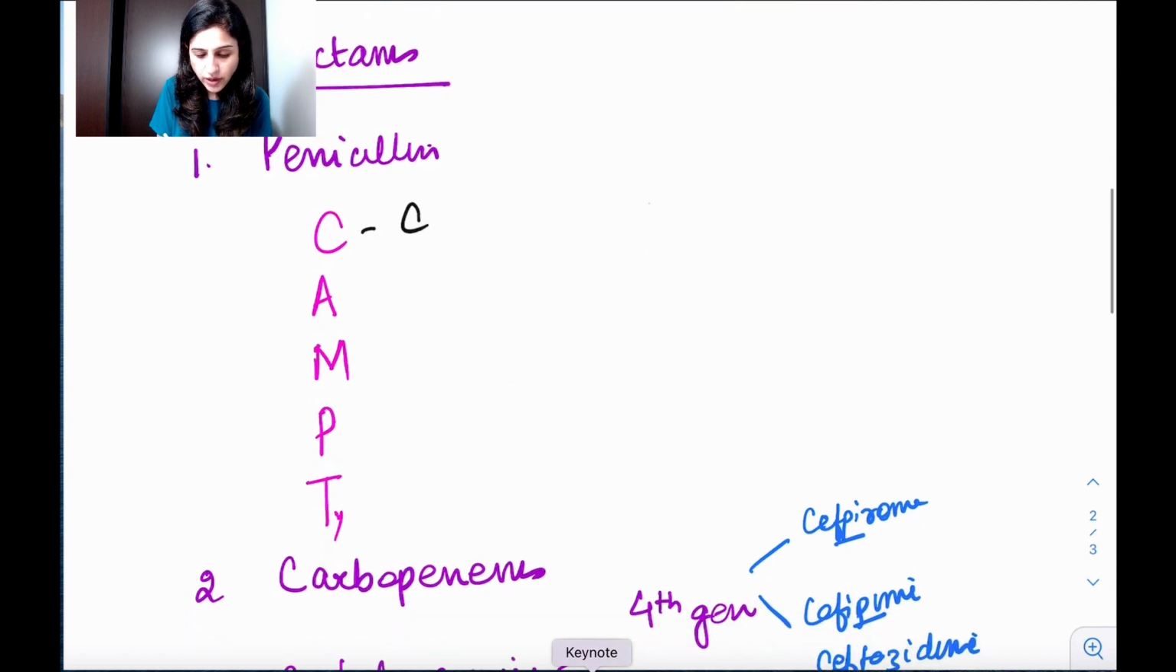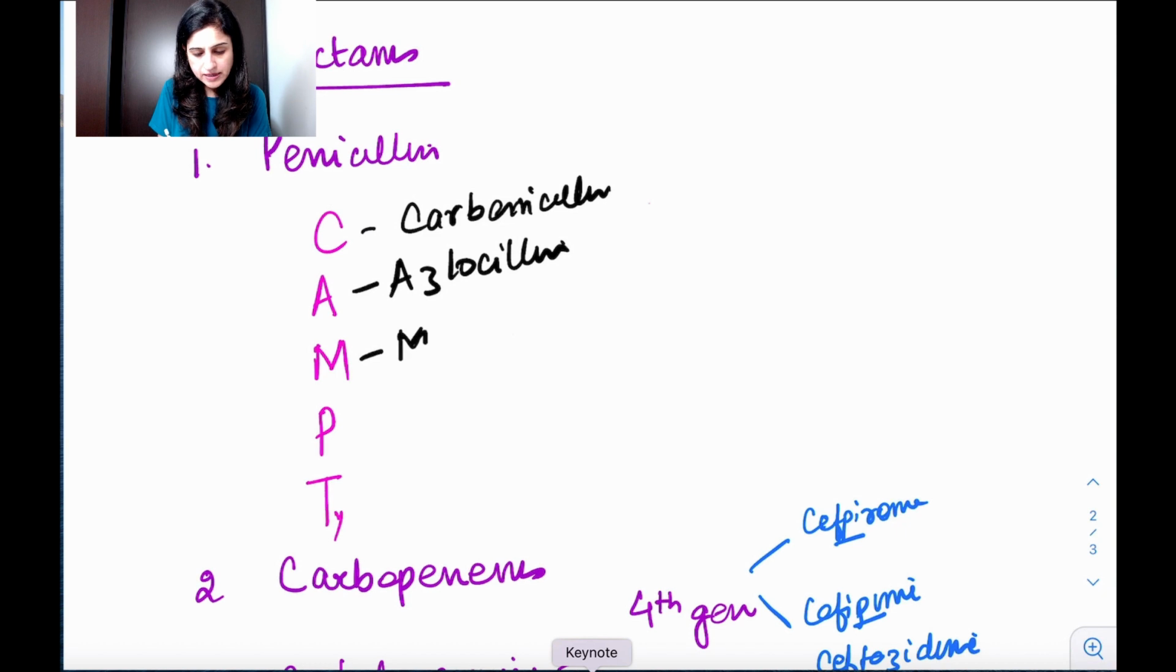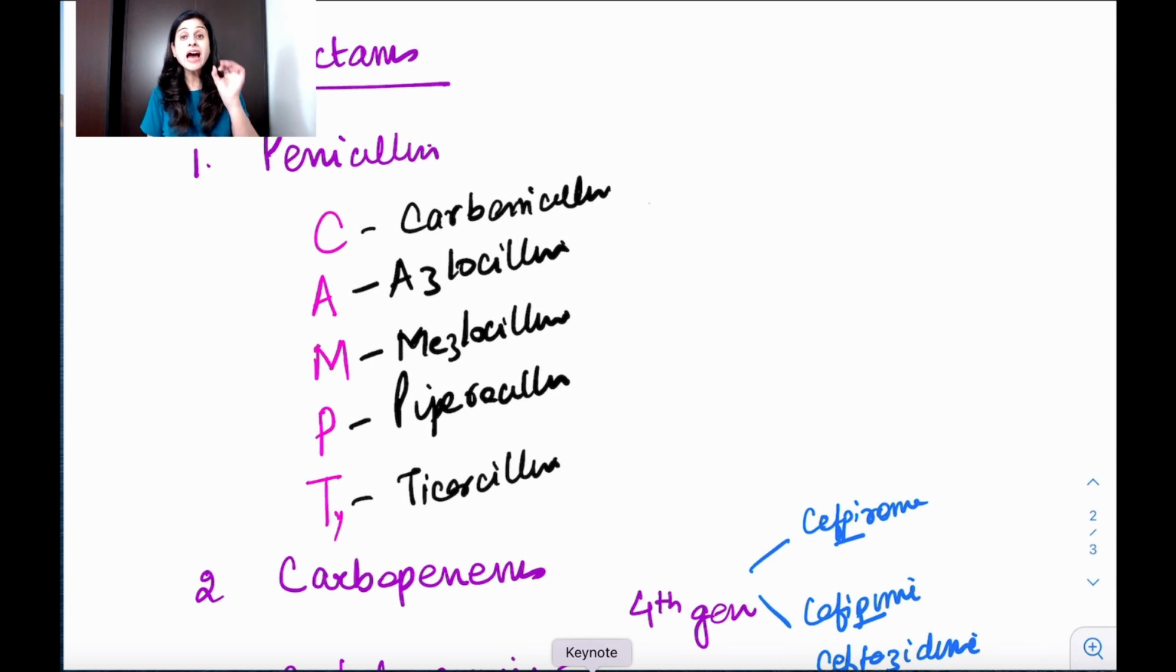And C stands for carbenicillin. Right, C stands for carbenicillin. A is azlocillin. M is mezlocillin. P is piperacillin. And T is ticarcillin. These are your anti-pseudomonal beta-lactams. Theek hai, penicillins, very important to know. So Campty falls. These are your beta-lactams which are anti-pseudomonal.